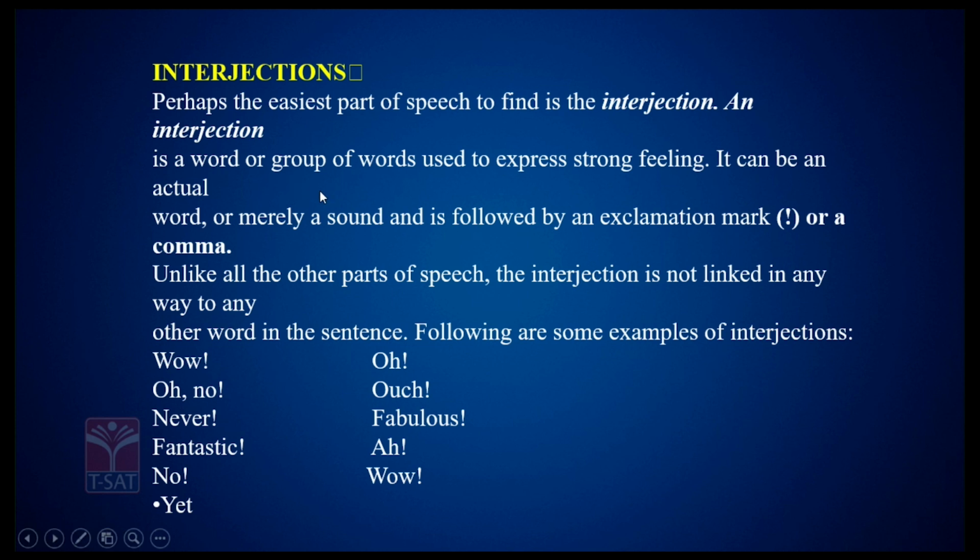Interjection is a word or a group of words which is used to express a strong feeling, very strong feeling, right. It can be an actual word or merely a sound and is followed by an exclamation mark or at times a comma also, right. Interjections are not linked in any way to any other word in the sentence. These interjections are independent, right.